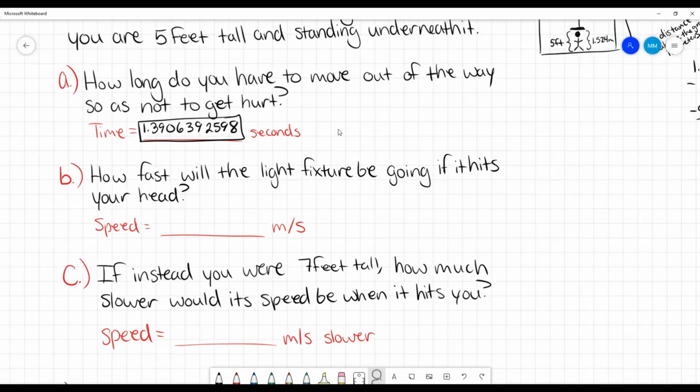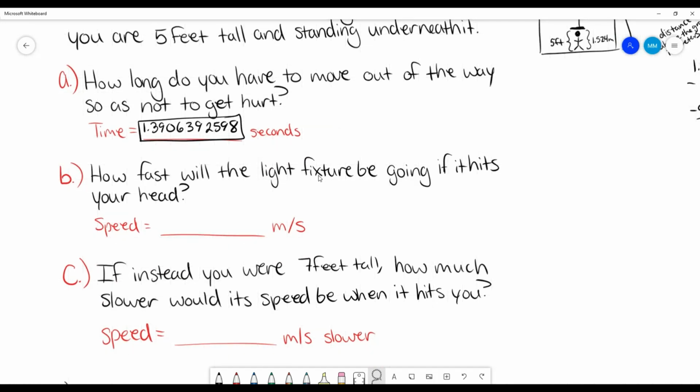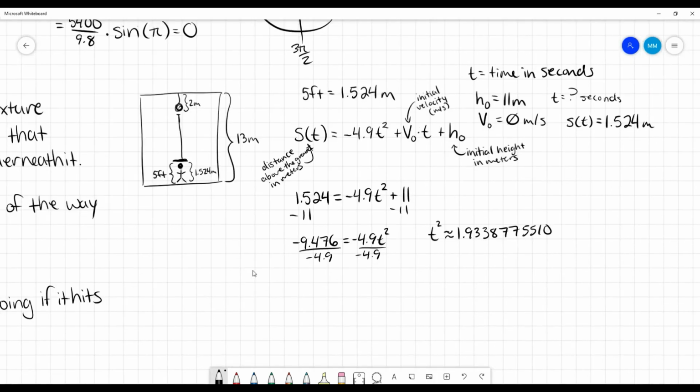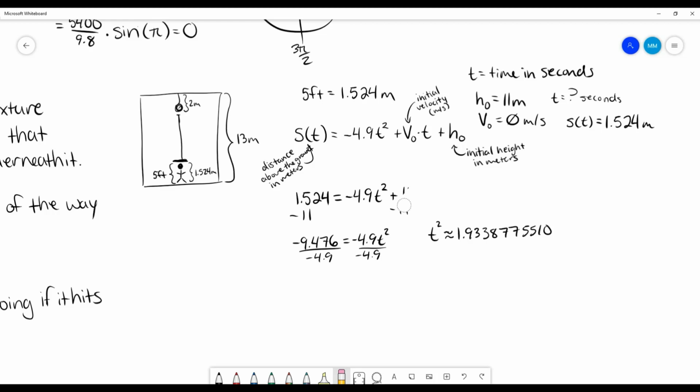The next part of this question asks, how fast will the light fixture be going if it hits your head? So like if we don't move out of the way, if we just stay right where we are and the light falls, how fast will it be when it hits us? Well, that's going to be the velocity, right?